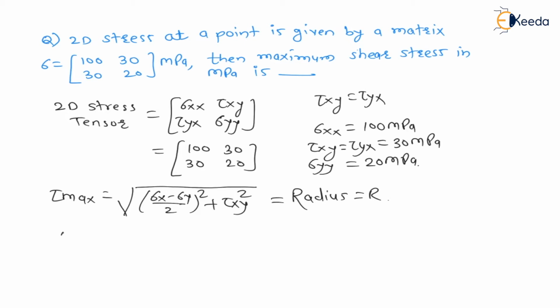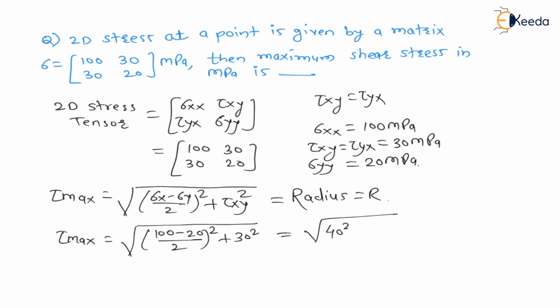Right. Therefore, put the values. Tau max, maximum shear stress, is equal to under root of sigma x, which is 100, sigma y is 20, divided by 2 whole square, plus tau xy, which is 30 square, which is nothing but under root of 40 square plus 30 square, which is nothing but 50. This is nothing but 50 MPa. Right. With the analytical way, you have calculated 50 MPa.